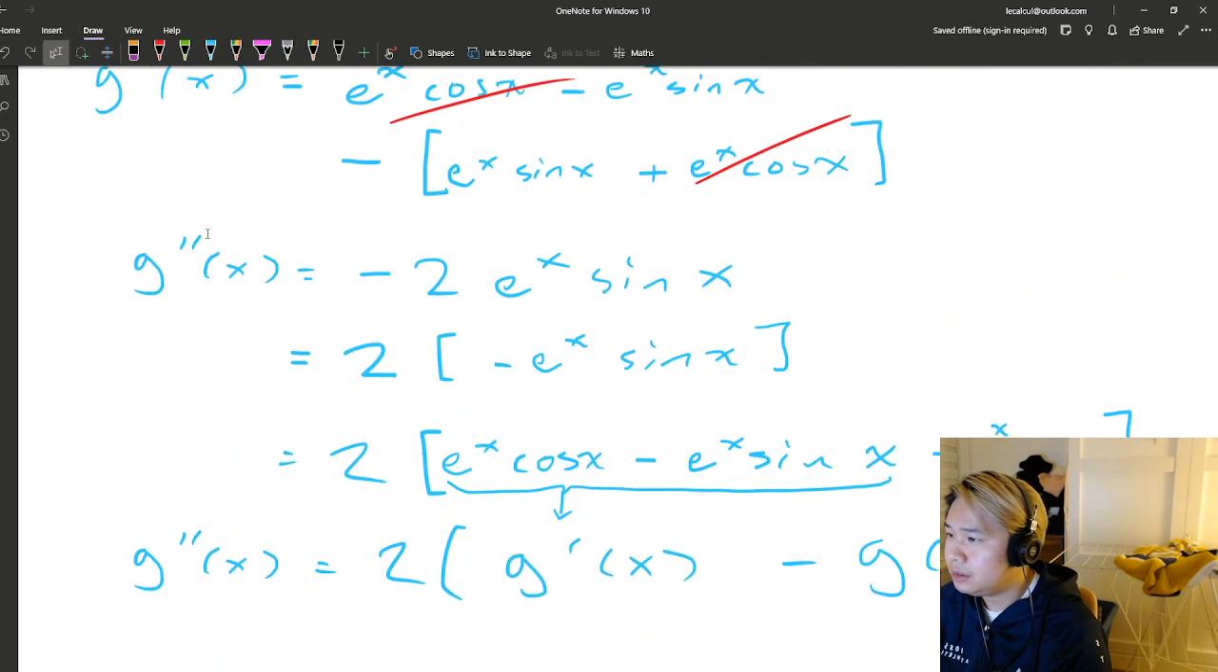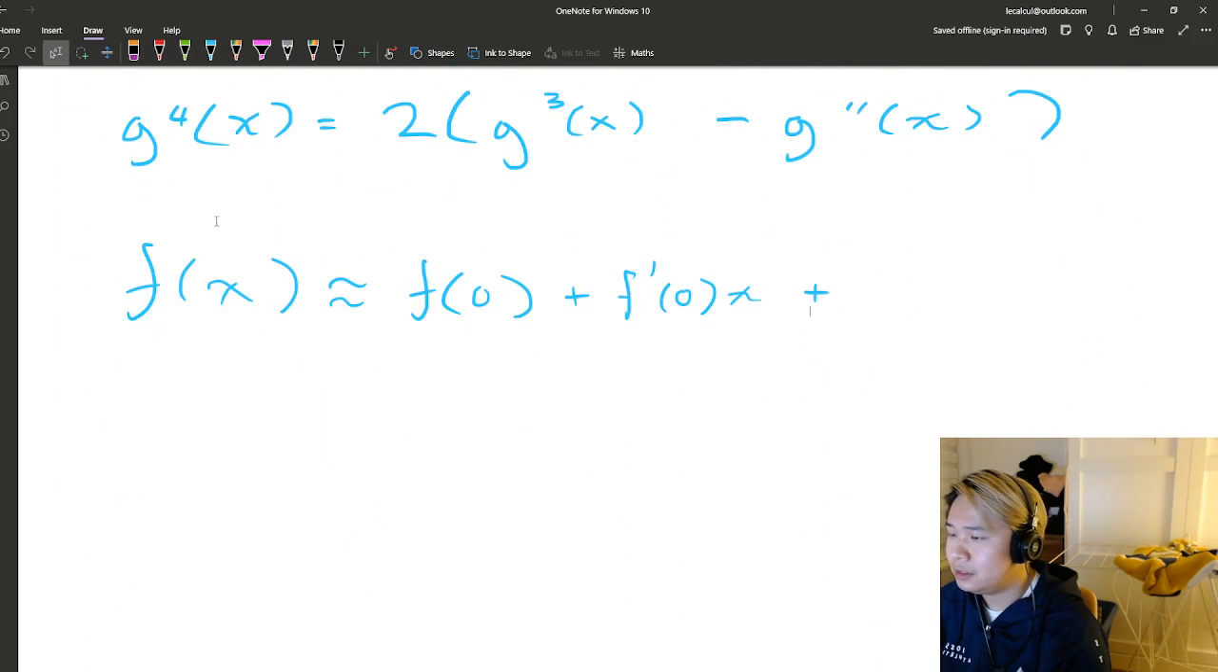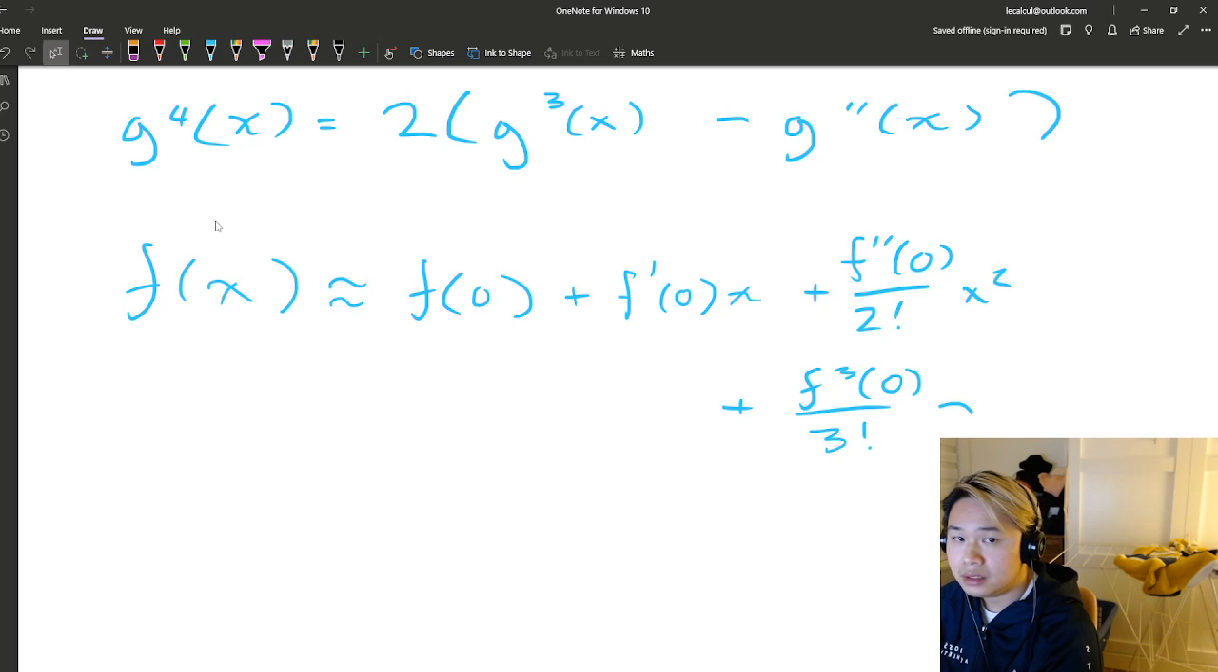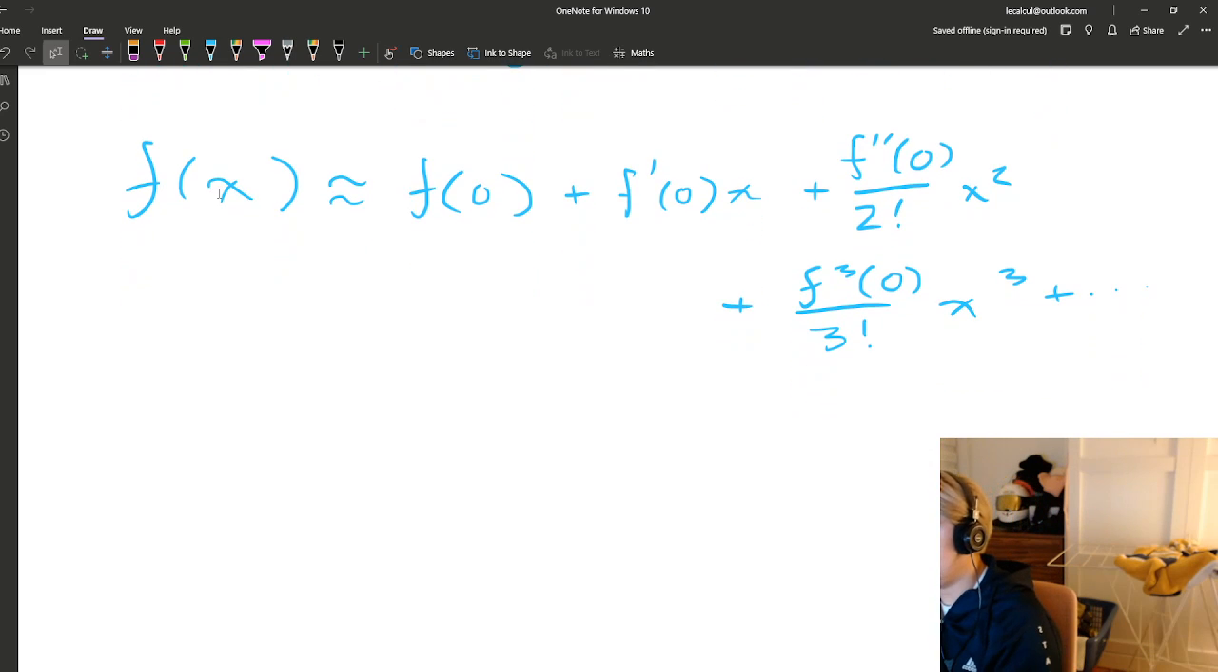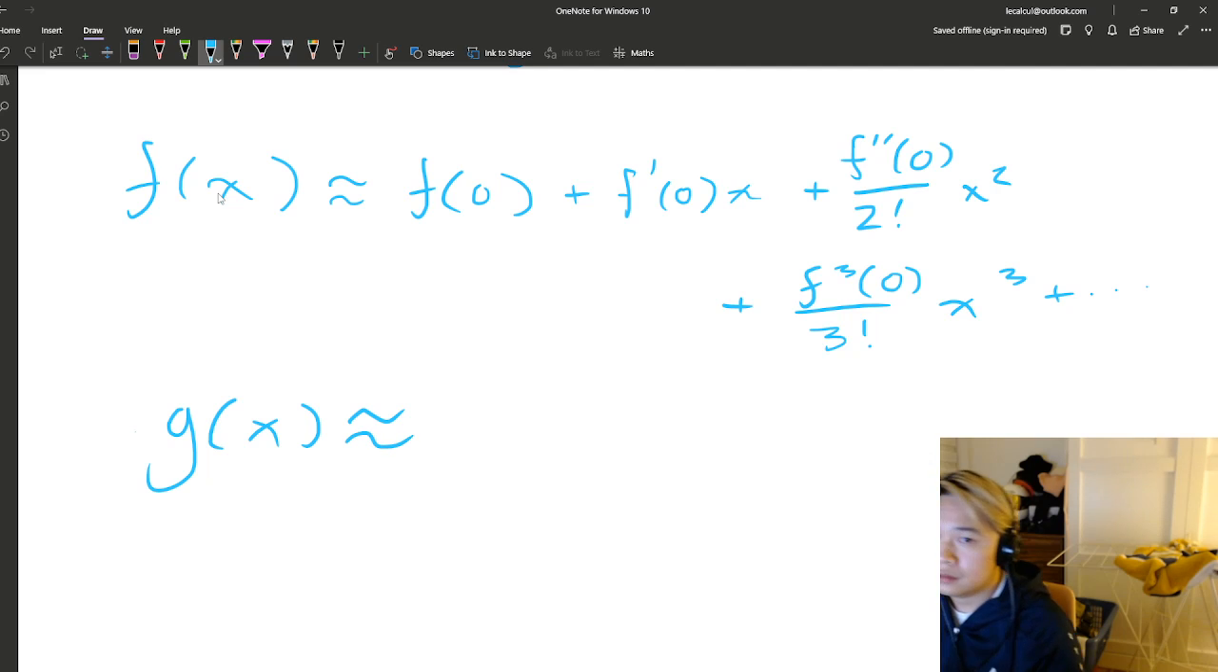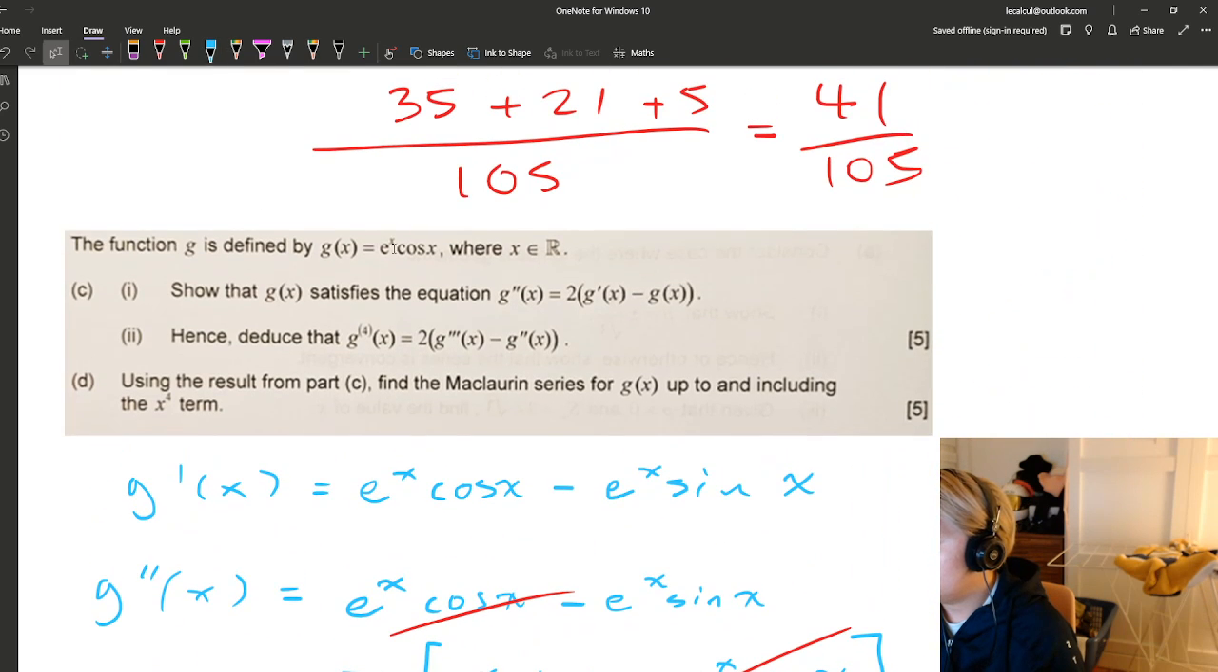and then what did they want? Up to including the fourth, x to the power 4. Second derivative at 0 over 2 x squared plus third derivative at 0 over 3 x cubed, and so on. Okay, so oh right, this is for g. So g of x. What is g of 0? So g of 0 is 1.